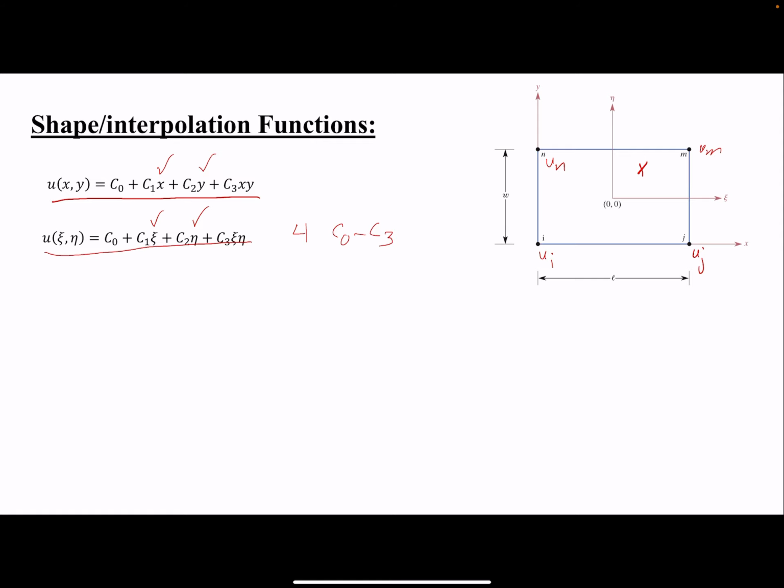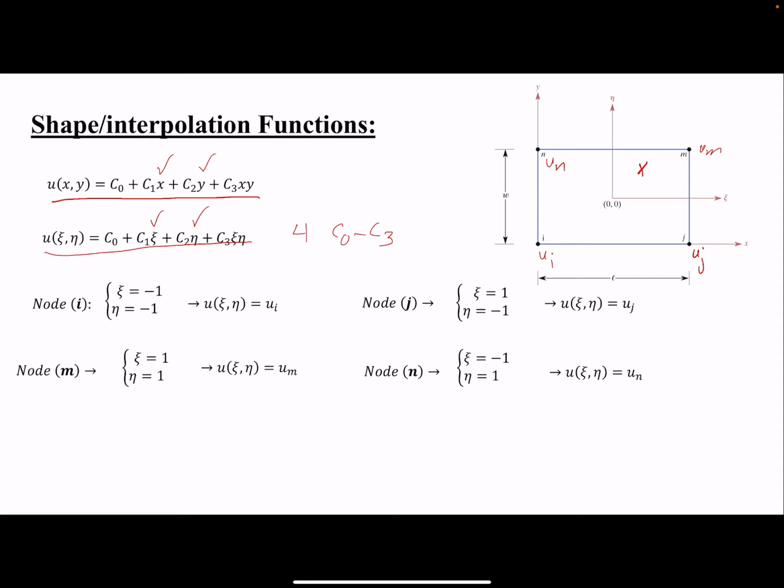But also we have 4 boundary conditions, one at each node. So if we apply the boundary conditions, we can find our unknown coefficients. At node i, or at ξ -1 and η -1, our nodal variable is ui. At node j, we have another boundary condition, the displacement of node j, and node m and node n give us the other 2 boundary conditions. So plugging in the boundary conditions will give us the unknown coefficients, C0 to C3, based on our nodal variables.